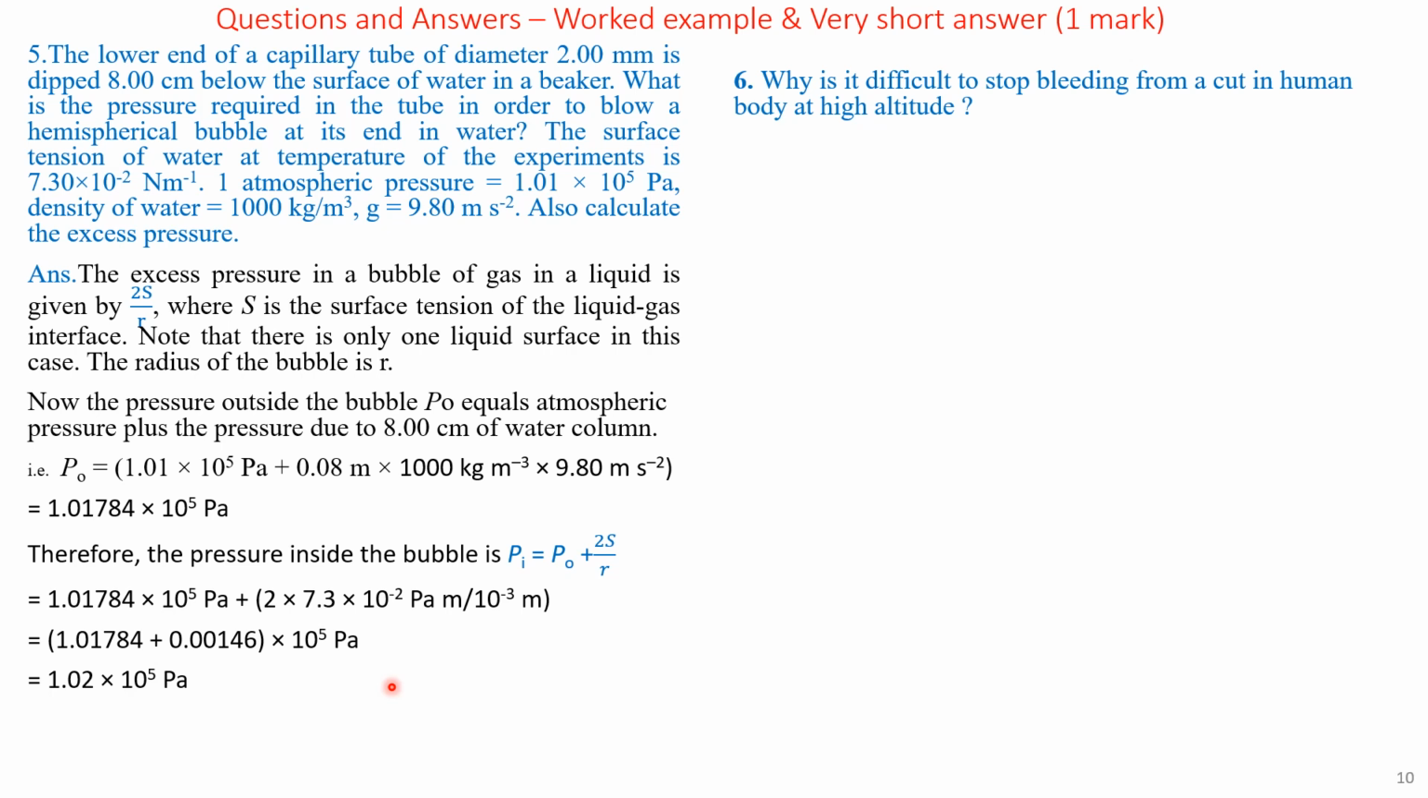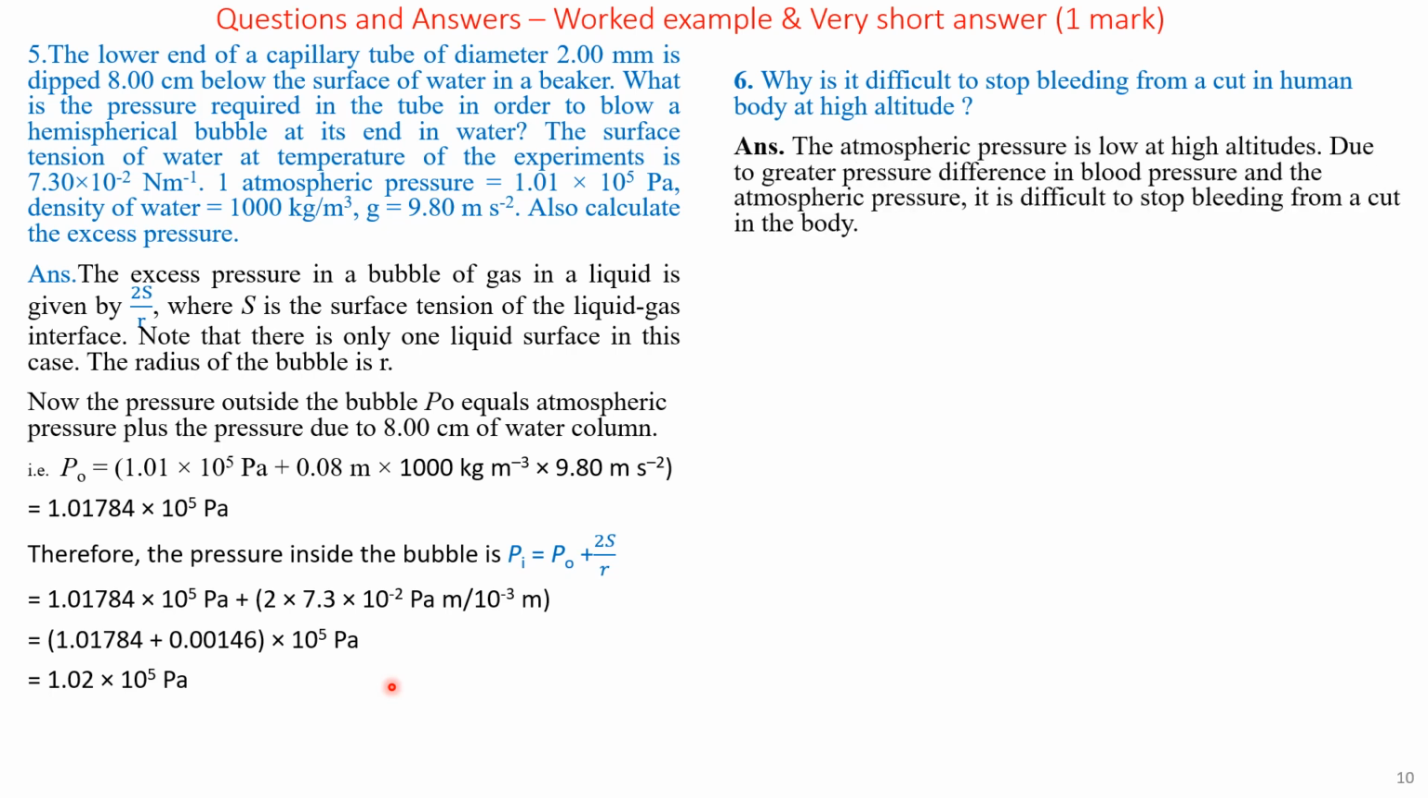Question number 6. Why is it difficult to stop bleeding from a cut in a human body at high altitude? This is because the atmospheric pressure is low at high altitudes. Due to the greater difference between the blood pressure and the atmospheric pressure, it is difficult to stop bleeding from a cut in the body. Next question. The blood pressure in a human is greater at feet than at the brain.